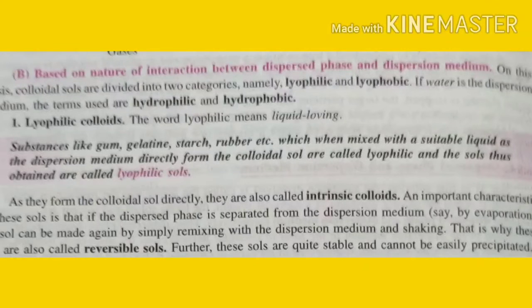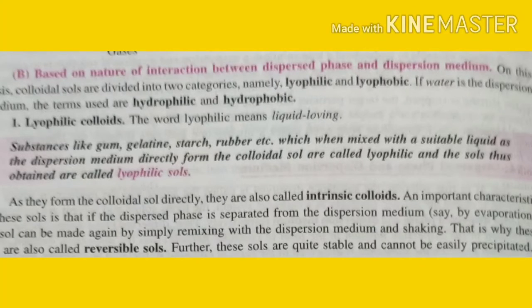As they form the colloidal sol directly, they are also called intrinsic colloids. An important characteristic of these sols is that if the dispersed phase is separated from the dispersion medium, say by evaporation, the sol can be made again by simply remixing with the dispersion medium and shaking. That is why these sols are also called reversible sols. Further, these sols are quite stable and cannot be easily precipitated.